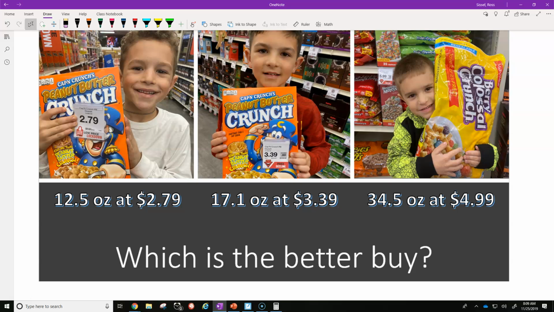Well, Eli's was 17.1 ounces, and it cost $3.39. So Eli was saying, we need to buy mine. Mine's bigger. We have more cereal in it. Bennett was saying, we need to buy mine. Mine costs less. Well, I don't even know who was correct. So I was going to buy it between the two.